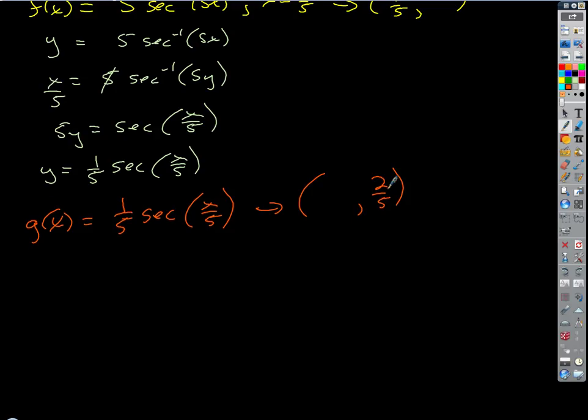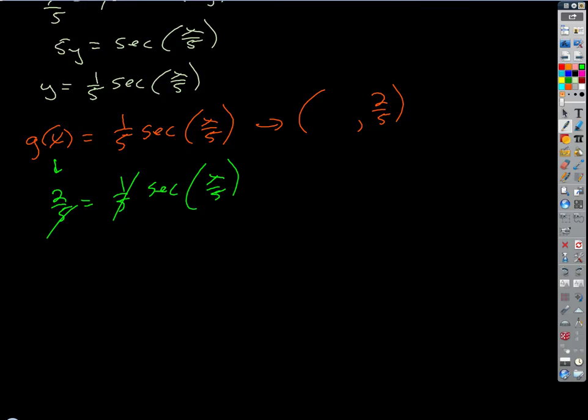So that's a y value. I'm just gonna set y, or g of x, equal to 2/5, and then I'm gonna solve for x. So I could do that. Multiply both sides by 5. And then if I flip these to make this a cosine, I would get 1/2 equals cosine of x over 5, because I flip both sides.